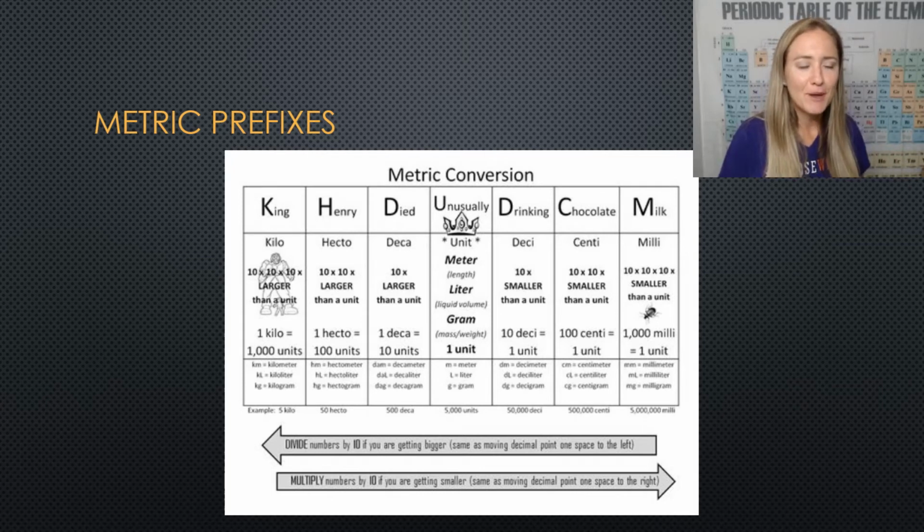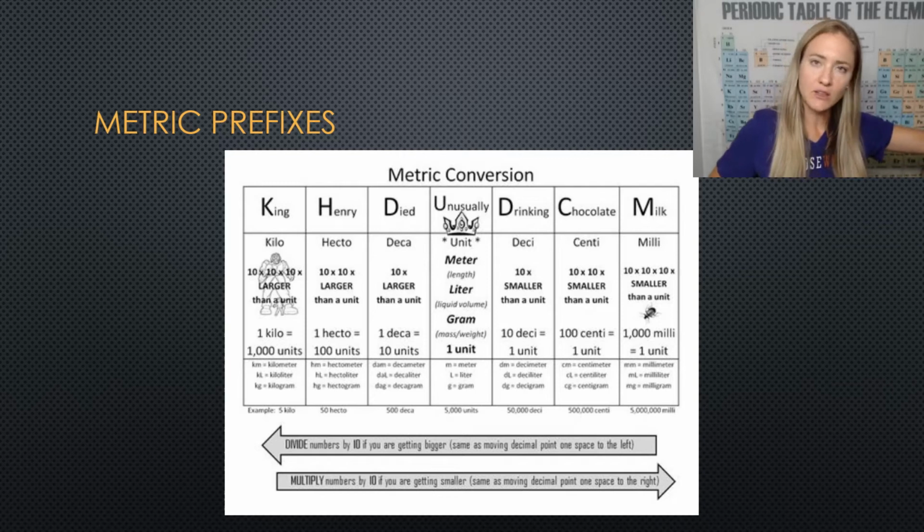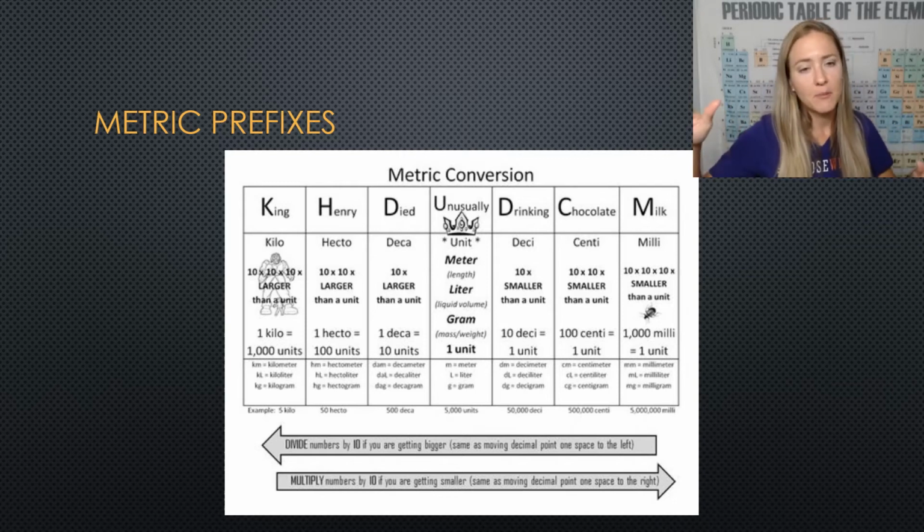So to remember those metric prefixes, maybe you've heard this before, there's a little mnemonic device that can help you remember this. King Henry died unusually drinking chocolate milk. That is a little unusual, but I have felt that way after drinking a bunch of chocolate milk. But those are the different metric prefixes. The first letter represents each one. Kilo being the larger one, and then M for milli over on the right-hand side being the smaller.